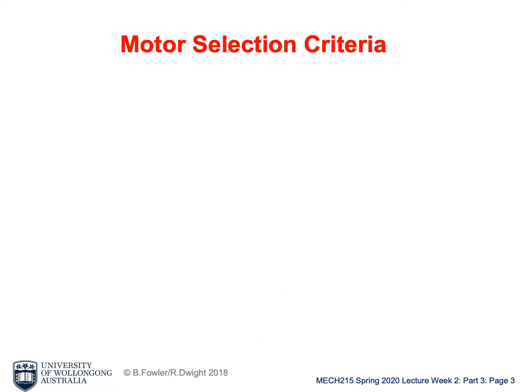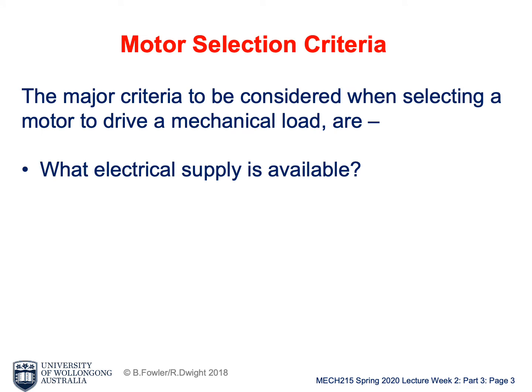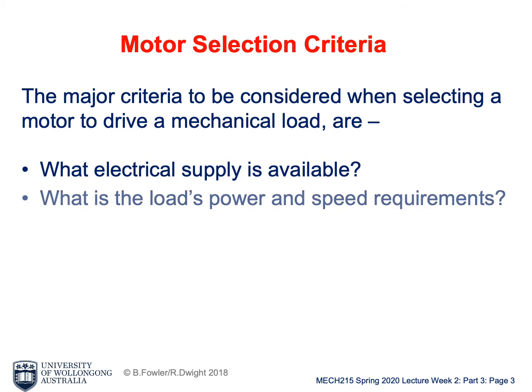Motor selection criteria. The following list are the major criteria you need to consider when you select a motor to drive a system. First is what electrical supply do you have? What's your voltage and your frequency of power supply? And is that a 3-phase or single phase? What is the load power and the speed requirement? So in your case, in your project, this load power and speed is given. In some other cases, you have to calculate based on the task you're going to do.